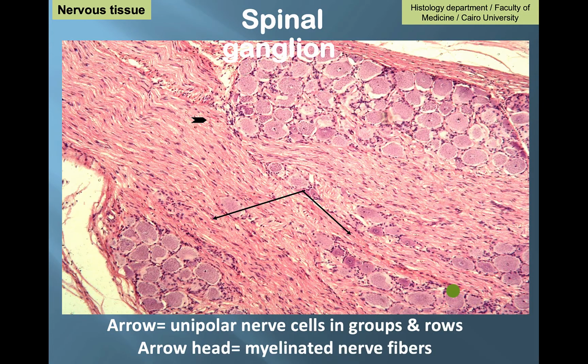Another picture for the spinal ganglia stained by hematoxylin and eosin. You can see here these important structures. We have the thick capsule, we have the cells. Don't forget SAS. What is SAS? It is the size of the cells, arrangement of the cells, and the shape of the cells. In between them, we have the myelinated nerve fibers.